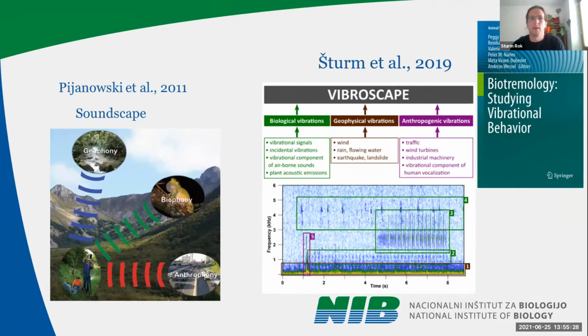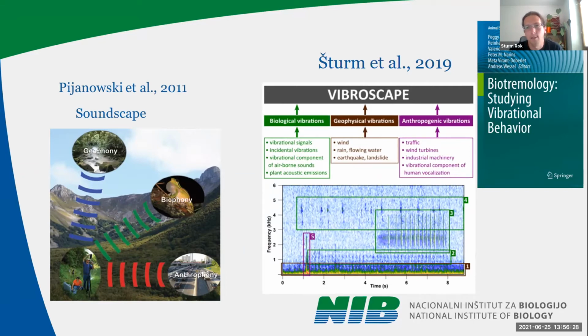So we already did the first step, and we defined the vibroscape. We already heard today about vibroscape and about soundscape, and it was mentioned that soundscape is from the perspective of humans, while for the vibroscape we can say it's not from the perspective of man because we can't sense it. But in parallel to the definition of soundscape by Pijanowski in 2011, we defined vibroscape as the vibration present in the environment, and we divided it into three categories: biological vibrations, geophysical vibrations, and anthropogenic vibrations. This was published in the Biotremology chapter in 2019.